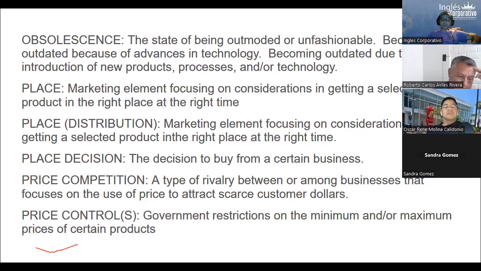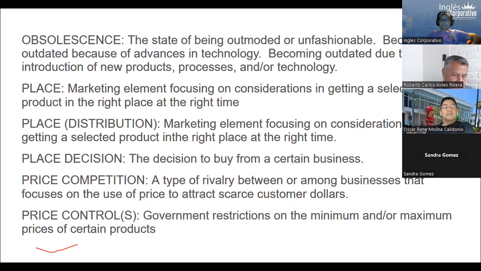Okay, me. Okay, go ahead. Place decision. The decision to buy from a certain business. Okay, so this is the other way around. It's not about distributing something, but how to buy raw materials. Do you know what raw materials are? They're the things that you use to produce a product. Because this is about producing a product, it's going to be just about the supplier. That is the word, the supplier. Someone who is going to supply this.